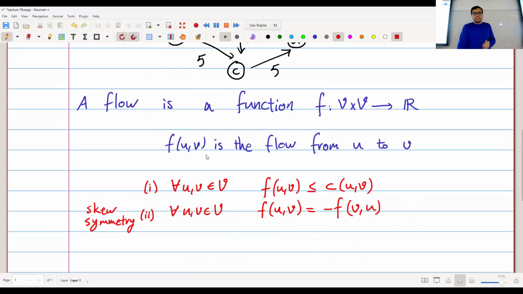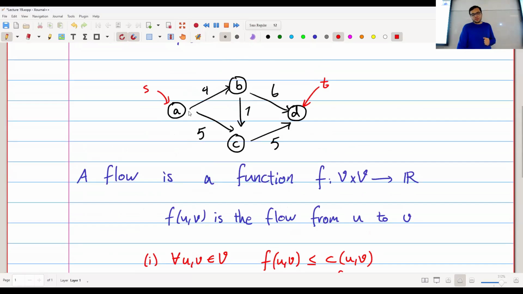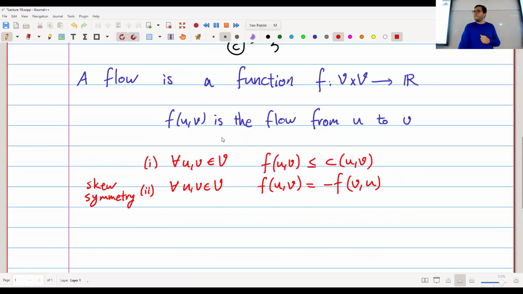So f of uv is not exactly the amount of flow that I'm sending on this edge. It's like the amount of flow that I'm sending from A to B. But if I'm sending from B to A, it's going to be the negative. So that's the intuition here. For every pair of vertices u and v, f of uv is minus f of vu.